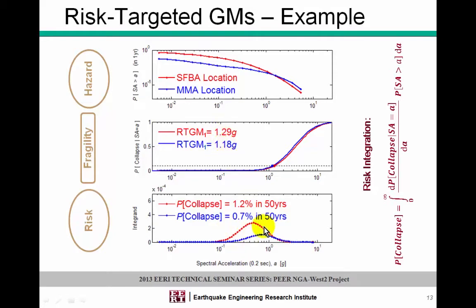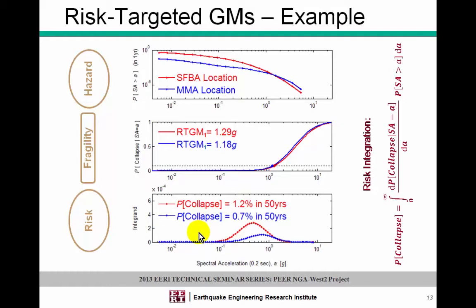And then this bottom pane shows the product of the hazard curve with the derivative of the fragility curve. You take the area underneath this, integrate this, and you get out, now for San Francisco, a probability of collapse in 50 years of 1.2%. For Memphis, you get a probability of collapse of 0.7% in 50 years.